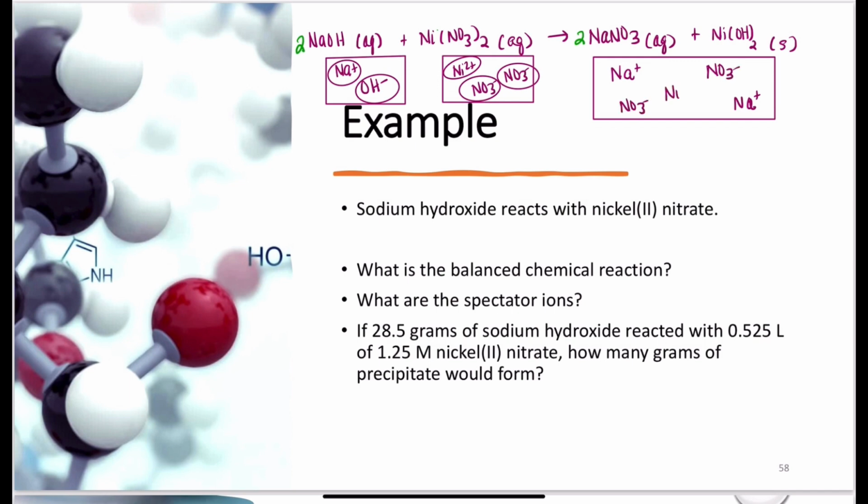Now the nickel hydroxide is forming a solid. So that is staying together, and it's actually going to crash out and fall to the bottom of your beaker. But these ions are floating around. So my spectator ions here are the things that are not pairing up. My Na+ or sodium ion, and my NO3- or my nitrate ion are my spectator ions.